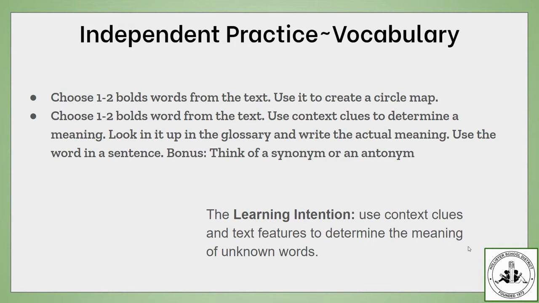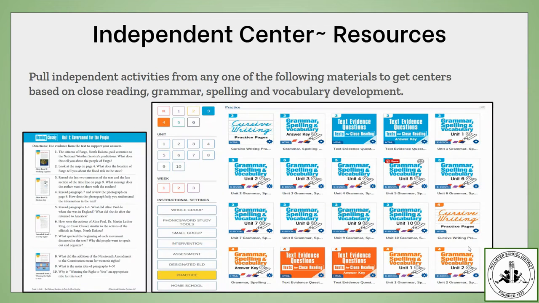There are some other things that you can do with this text. So you might notice that there are vocabulary words. You can choose 1 or 2 bold words from the text and let students use that to create circle maps. They could also use context clues to determine meaning, or look up words in a glossary, write the actual meaning, or use the words in a sentence. So all of those are ideas of things that can be done with this text in addition to using them for your reading groups. There's a litany of resources that can be used also from the online program.